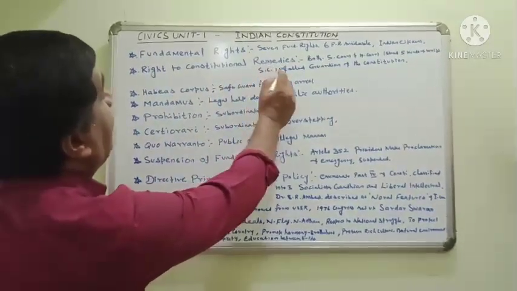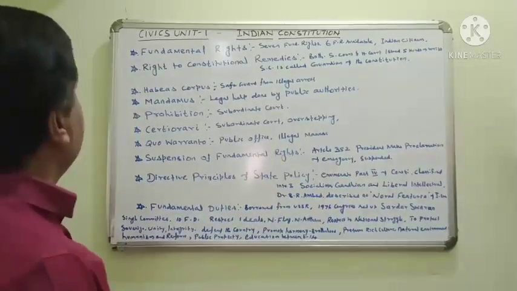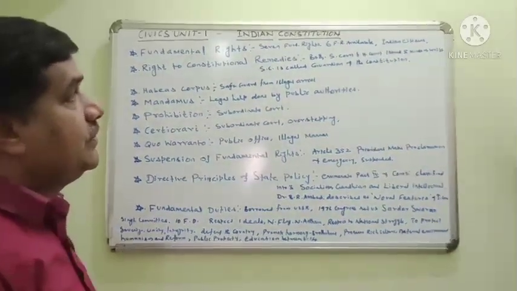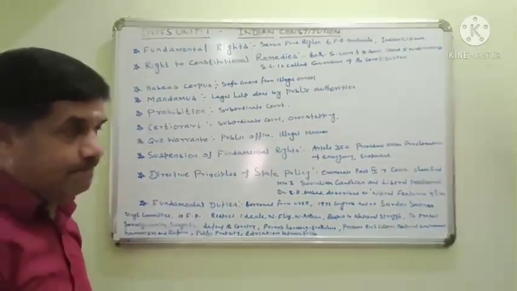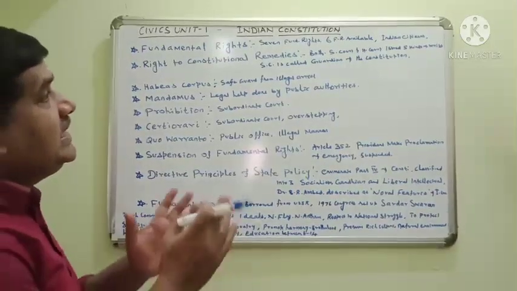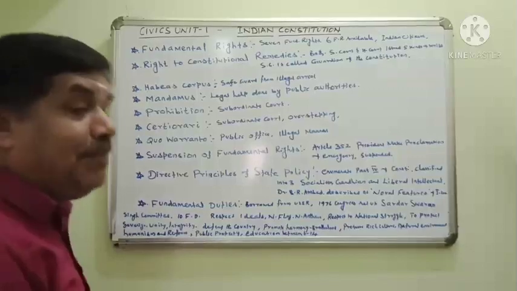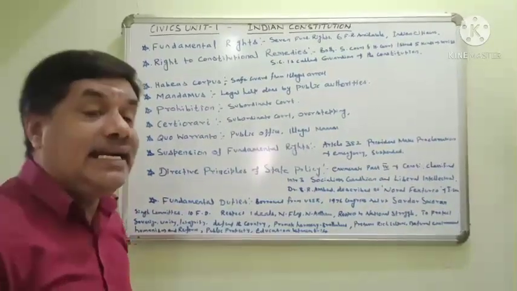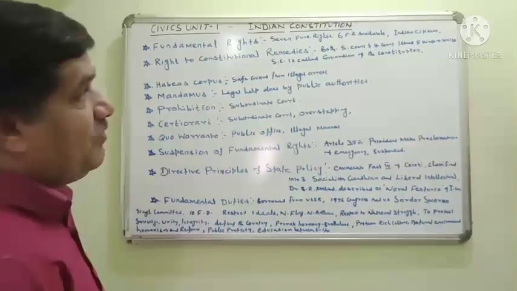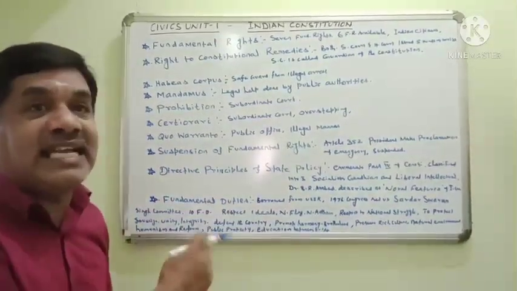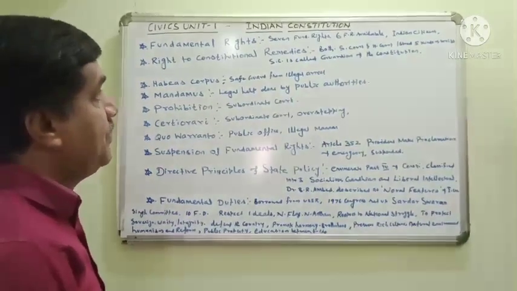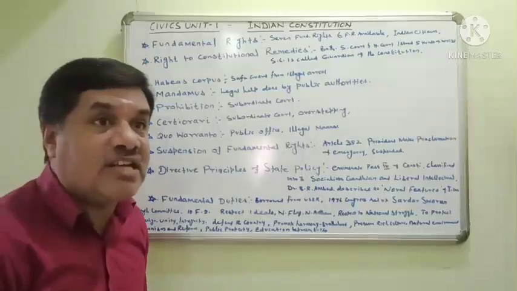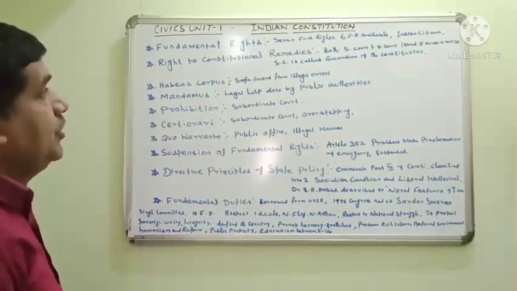Right to constitutional remedies. Both the Supreme Court and High Court issue 5 kinds of writs. These 5 kinds of writs are habeas corpus, mandamus, prohibition, certiorari, and quo warranto. So, the Supreme Court is called the guardian of the Indian Constitution. Note it, students.